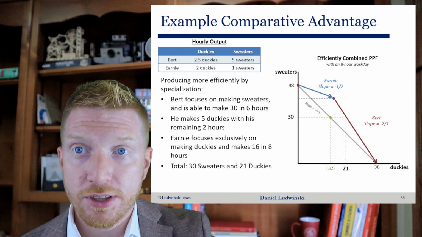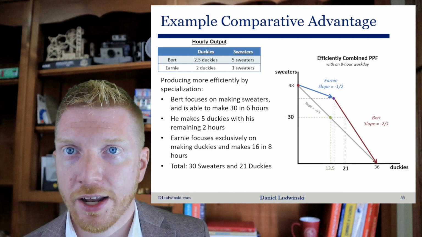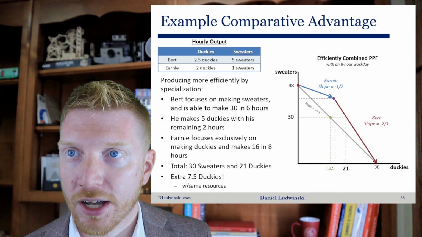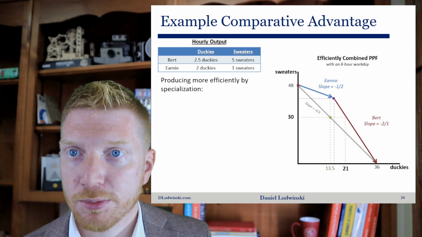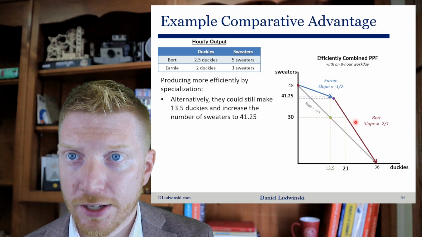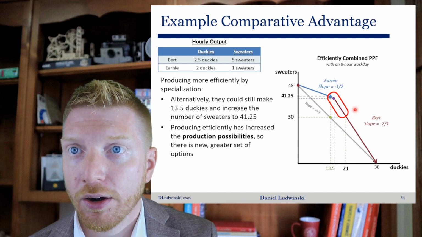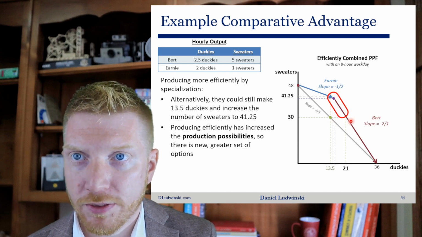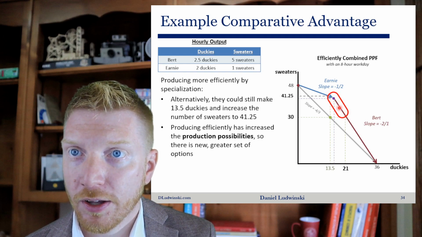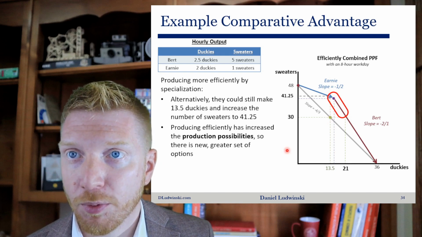In other words, using the same amount of resources, that is the same amount of time, we're able to produce 7.5 more duckies. Now, we actually could have used this extra time differently. It's possible that we could have, instead of increasing our ducky production, for other reasons, we could have decided to increase our sweater production. Right? Anything here is on the efficient production possibilities curve, and it is a Pareto improvement versus producing this interior point.